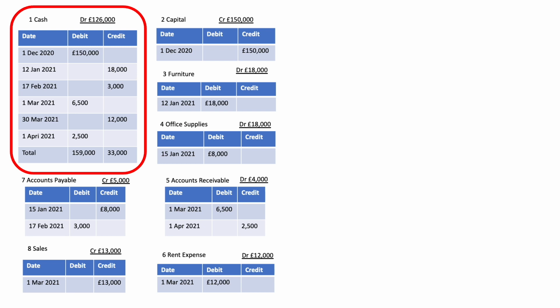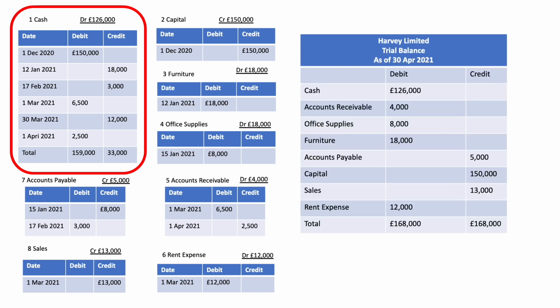After knowing the balances of each account, we can now prepare a trial balance, which is a list of all general ledger accounts along with their debit and credit totals. So this is what a trial balance for Harville Limited should look like. The accounts are listed in the order of assets, liabilities, equity, dividends, revenues, and expenses. So again, the debit and credit balances must be equal.